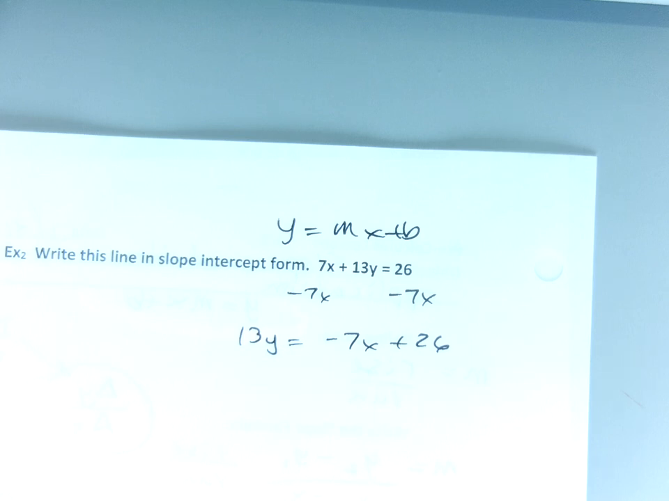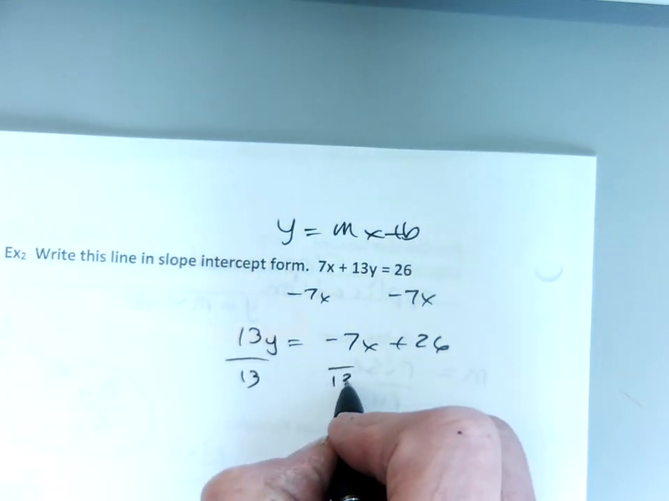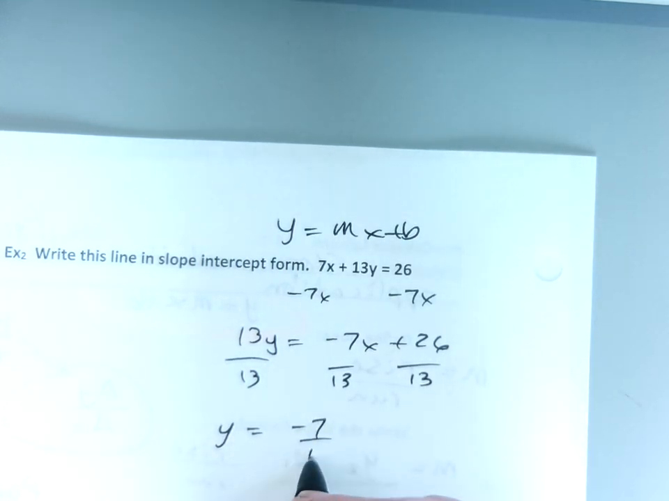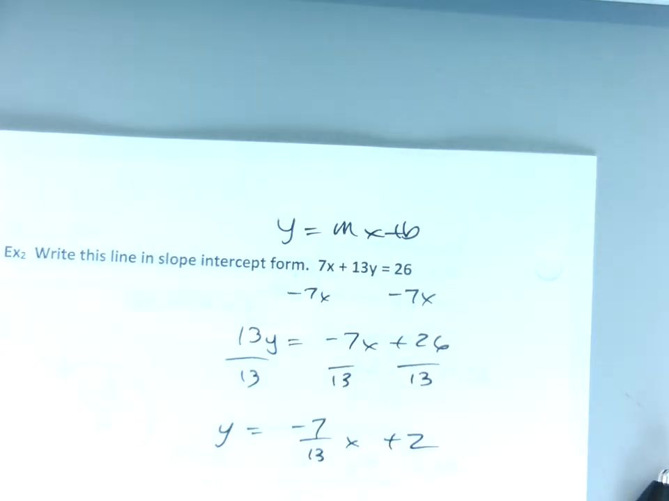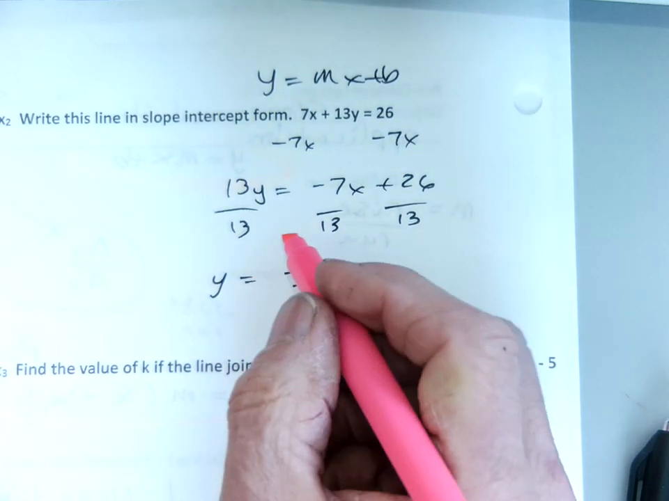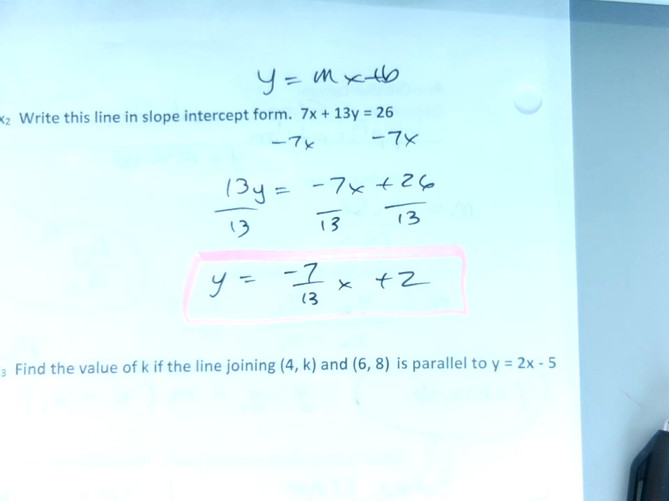Not if I want to graph it, yes. But if I want the equation, no. Divide by 13, divide by 13, divide by 13. Y is equal to negative 7/13 x plus 2. All right? Reese, does that make sense? I just need the equation, not the graph. Yeah, that makes sense. However, graphing it, I would do the cover-up method. It's faster, right?